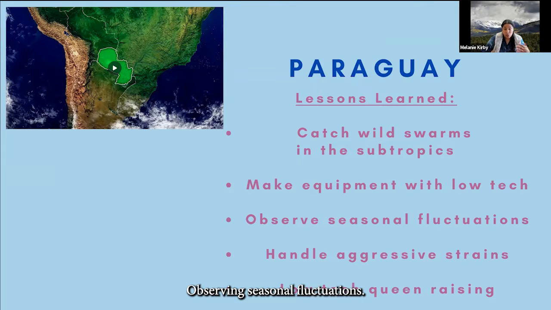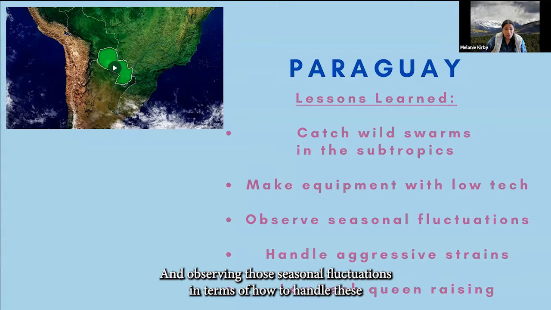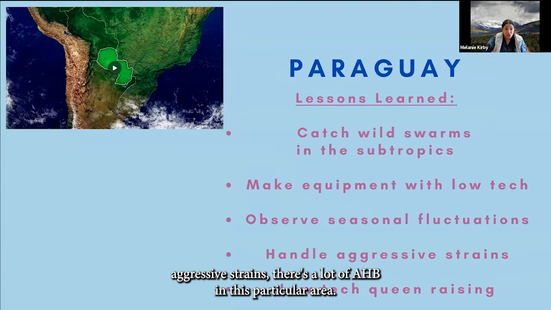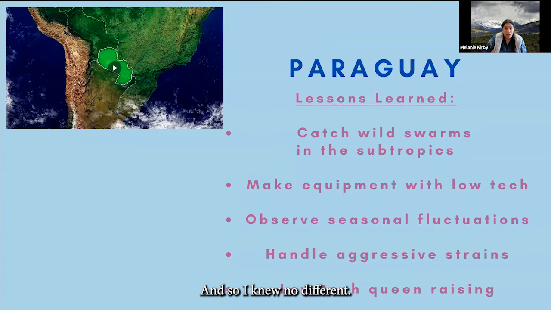Observing seasonal fluctuations. I didn't realize how much the environment played on the behavior of the bees because I was brand new to it. So everything just really blew me away. And observing those seasonal fluctuations in terms of how to handle these aggressive strains. There's a lot of AHB in this particular area, and so I knew no different. I had never worked bees anywhere else. So I just thought all bees were like that, right?